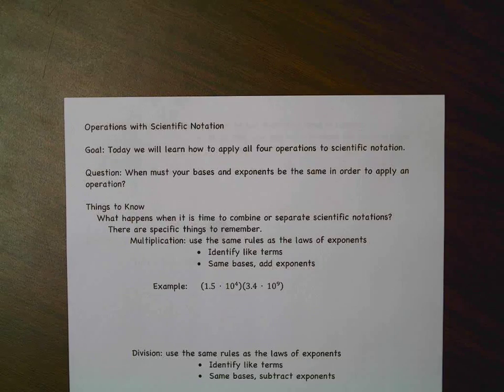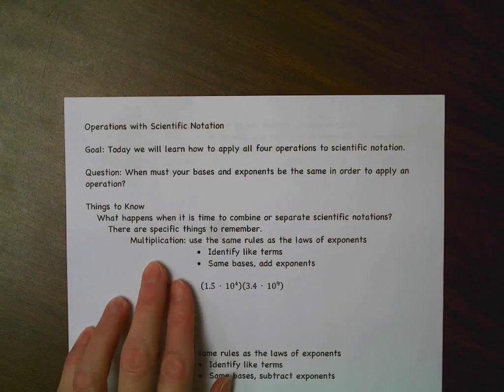So, things to know. Something that I want you to be thinking about is what happens when it is time to combine or separate scientific notations. Remember, scientific notations are used because the numbers are either extremely large or extremely small. There are times when you need to combine them, which means that we're adding them or multiplying them, or you need to separate them, and that involves subtraction and division. There are some specific rules that you have to follow in order to do that. So there are specific things to remember.